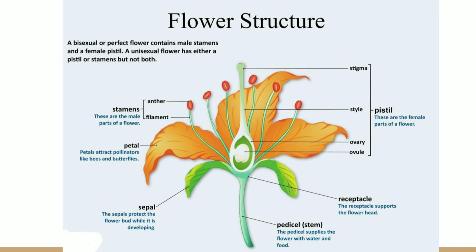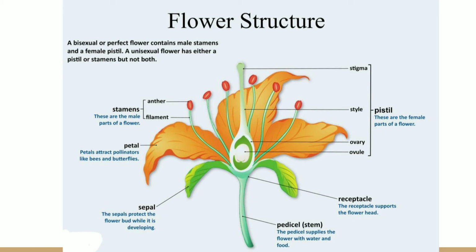So a typical flower has a pedicel, which is nothing but a stem, and the pedicel supplies the flower with water and food. This is the function of the pedicel. It is nothing but a stem, or you can call it a stalk, dandi, phool ki dandi, that is called a pedicel. If the flower is with a pedicel, then the flower is called pedicellate. But if any flower does not have the pedicel, then such flowers are called sessile flowers.